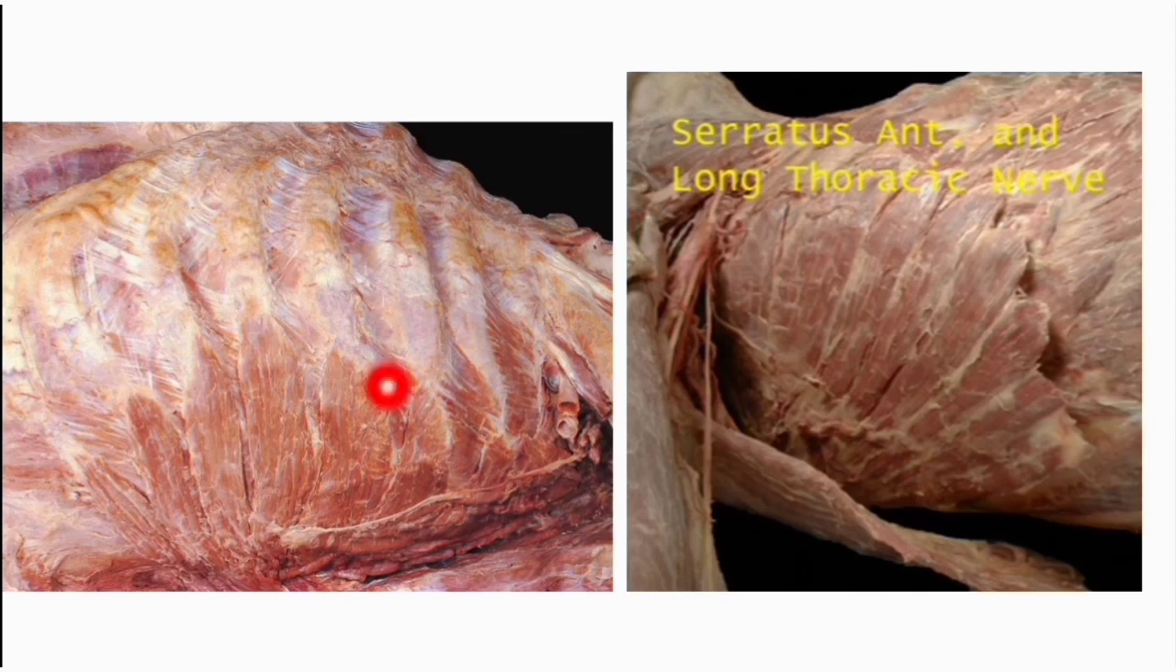Here you can see the cadaveric specimen of serratus anterior. These are digitations of serratus anterior. Here these are dissected and separated. Here you can see the long thoracic nerve also.